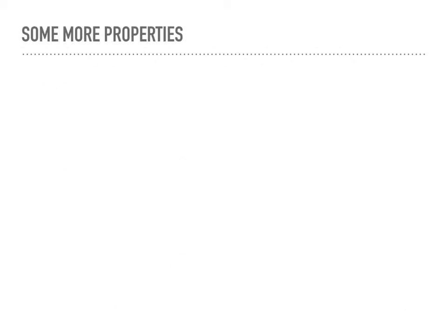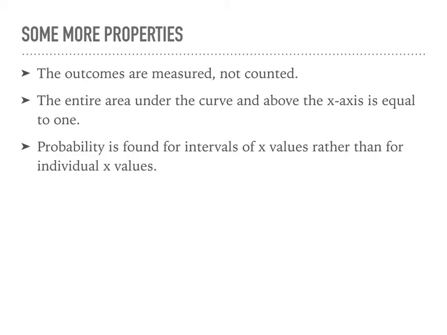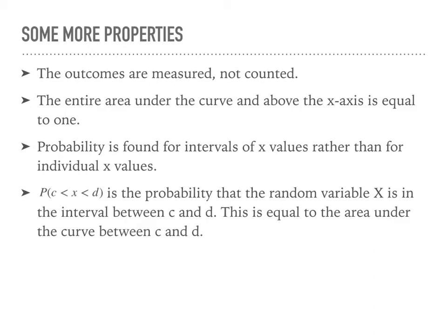Some more properties that you might need to know. The outcomes are measured, not counted. The entire area under the curve and above the x-axis is equal to 1. Probability is found for intervals of x rather than for individual values of x.